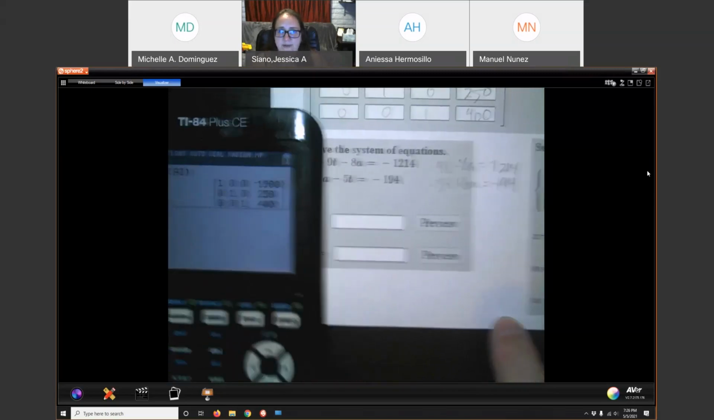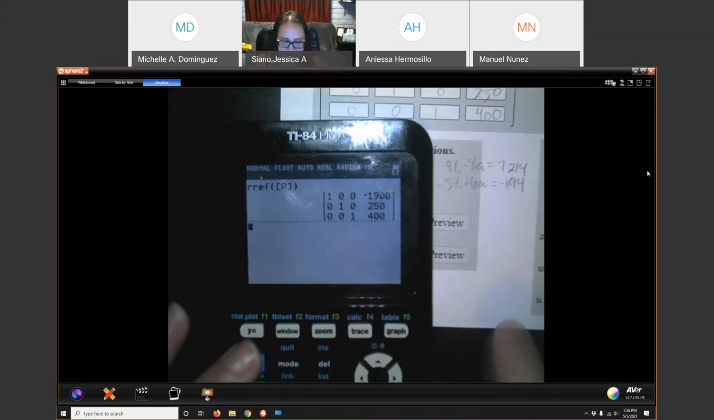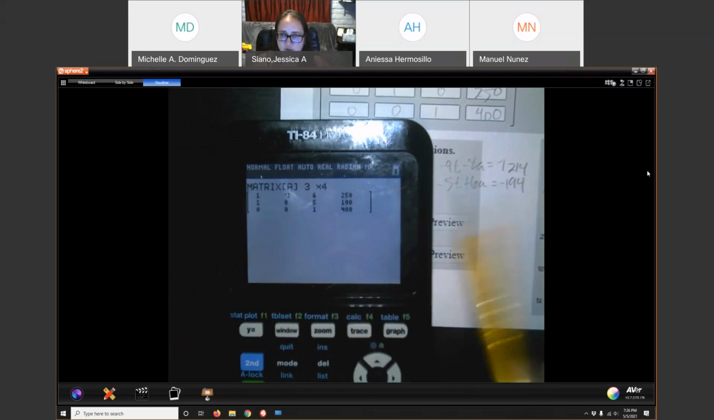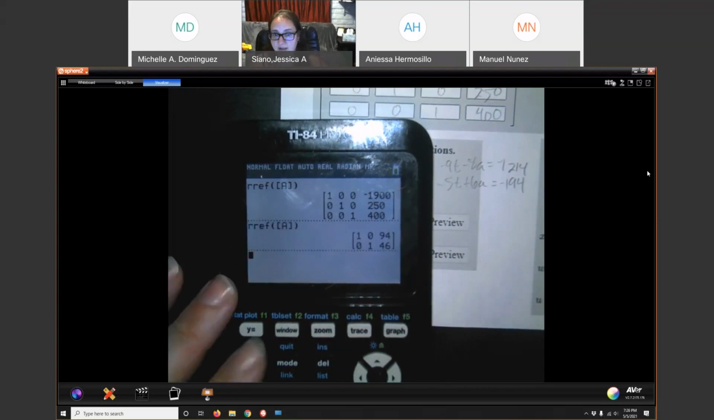As a matrix, I'm going to go second and then x to the -1, over to edit. This has 2 rows and 3 columns. 2 enter, 3 enter. -9, -8, -1214. -5, 6, -194. Okay, then we quit. Since I have RREF right there, I'm going to do second and then enter to pull that back up because I saved my new matrix in A.